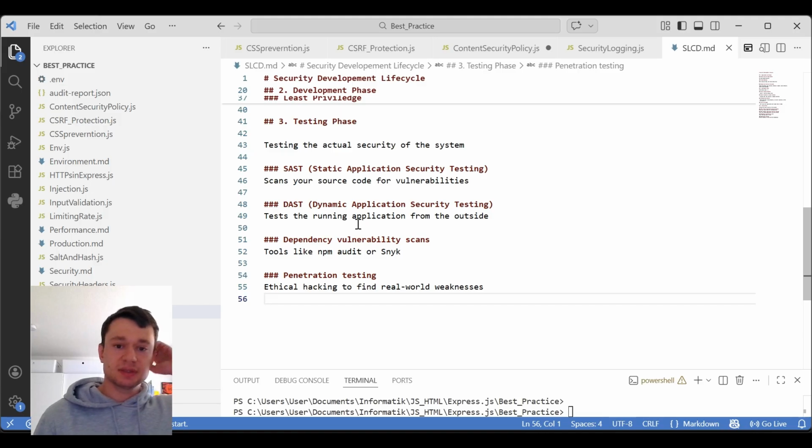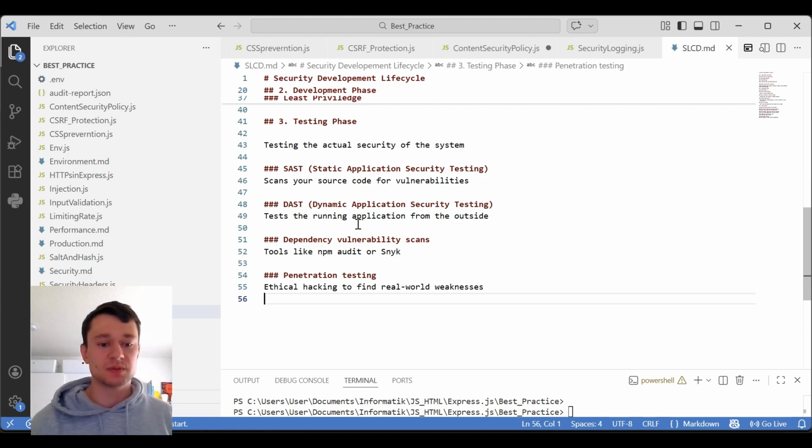So there are different types of tests. For example, the SAST, the static application security testing. This scans your code for vulnerabilities. There are a lot of modules and plugins that might help you with this task, but also keep in mind to keep them updated and to also check those plugins for vulnerabilities.